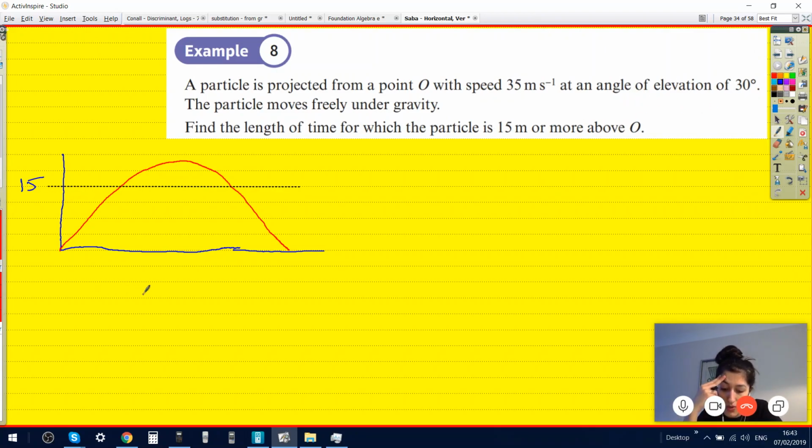Okay, so horizontally we have 35 cos 30, and vertically we have 35 sine 30, which should be a number, 17.5? I don't know yet. 35 sine 30. Oh god, no, Jesus. In radians? 17.5. Now I put 335 sine. 17.5.